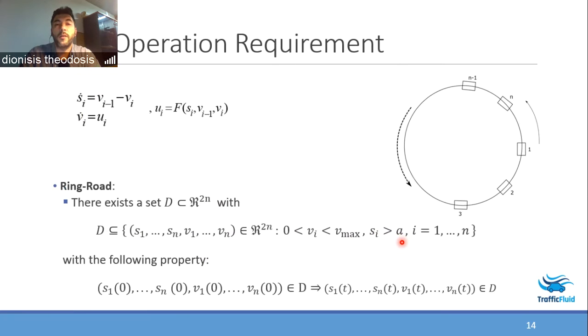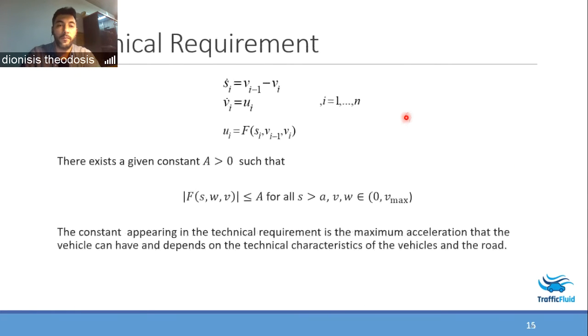Similar is also the definition for the safe operation of a platoon on a ring road. We still have a set here. The only difference here is that the length of the road is fixed. The distance between vehicles is bounded by the length of the road over the number of vehicles. Another requirement that we want to satisfy is this inequality. We want the acceleration of the ACC system to be, of course, bounded. This is a very natural requirement, and it depends on the technical characteristics of the vehicles.